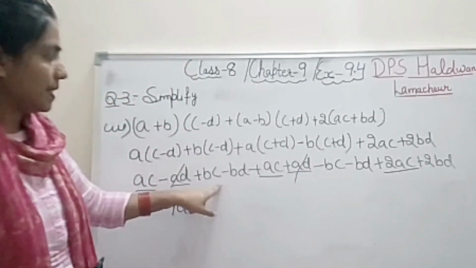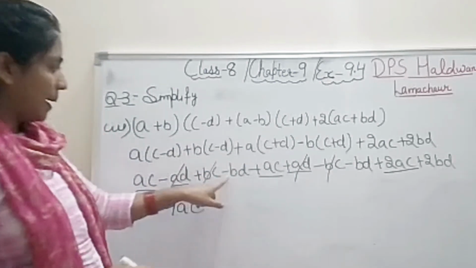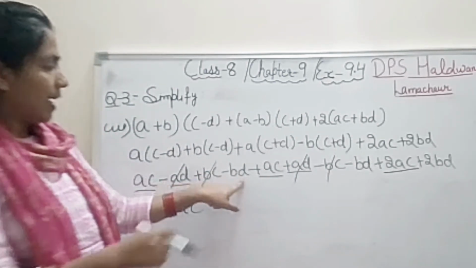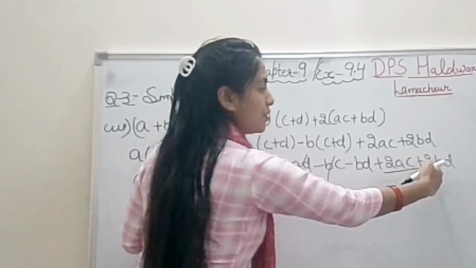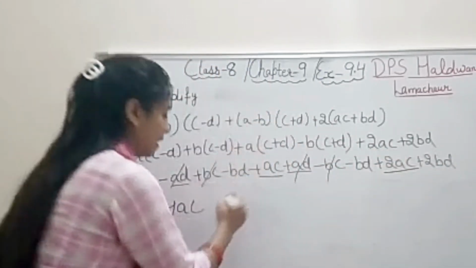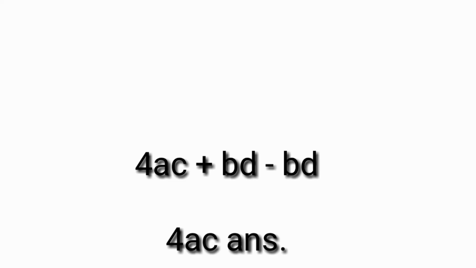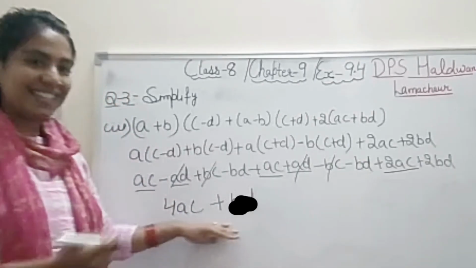Next plus bc, this is plus bc minus bc, cancel out. Minus bd and this is plus 2bd. So minus bd plus 2bd, plus minus minus, so plus 1bd. 1 minus bd is also there. So when we cancel out these plus bd minus bd, then we get the answer 4ac. Got it student? That's it. So student, this is the answer.